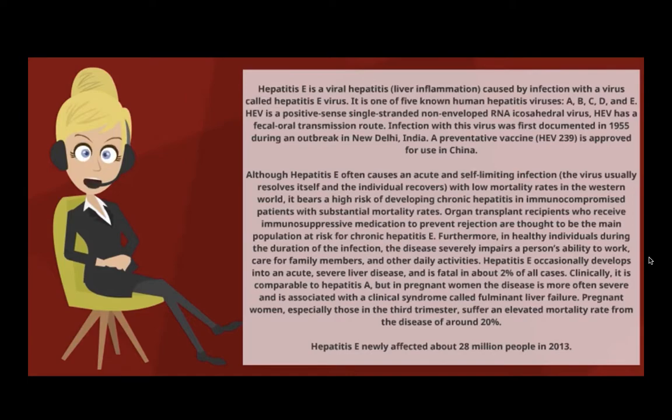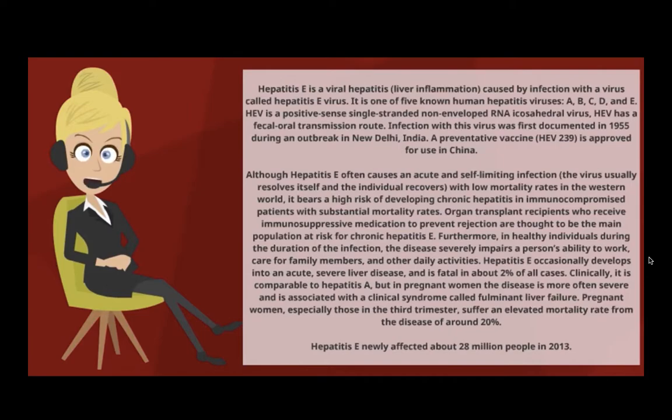Infection with this virus was first documented in 1955 during an outbreak in New Delhi, India. A preventative vaccine, HEV 239, is approved for use in China. Although hepatitis E often causes an acute and self-limiting infection, the virus usually resolves itself and the individual recovers, with low mortality rates in the Western world. It bears a high risk of developing chronic hepatitis in immunocompromised patients with substantial mortality rates.